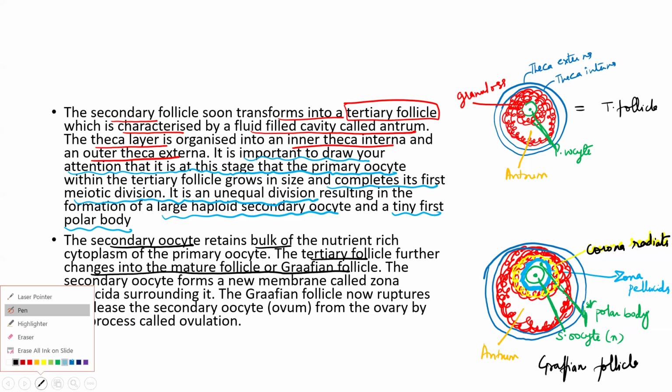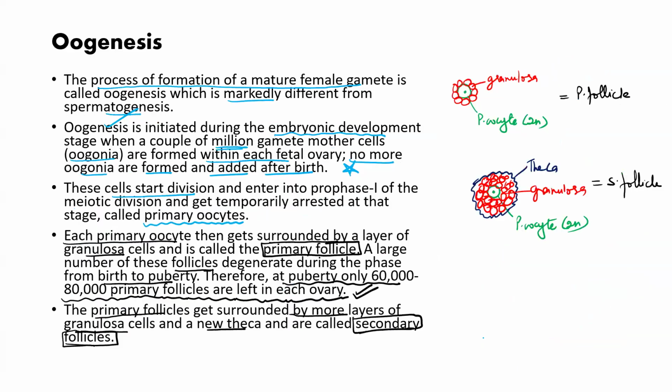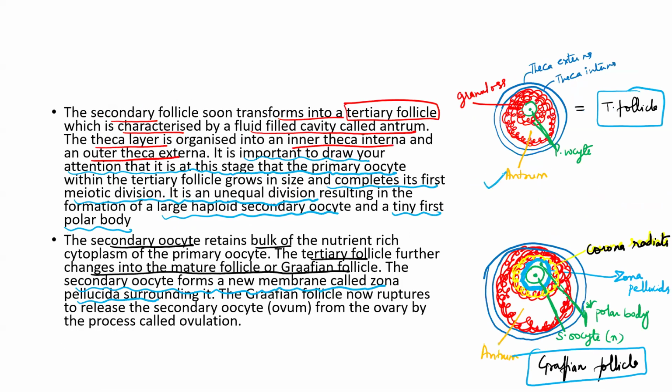And I told you a very important line, the secondary oocyte will make a new membrane called zona pellucida. Is it clear? I hope this much topic might be easy for you, and you have today learned all the follicles. Okay, let me just show you the outlook so that you can get an idea. See here, this was primary follicle with primary oocyte plus granulosa. Secondary follicle means primary oocyte, more granulosa plus theca. And see, tertiary follicle means cavity plus theca externa and interna, and Graafian follicle is where secondary oocyte, first polar body, and zona pellucida layer is made.